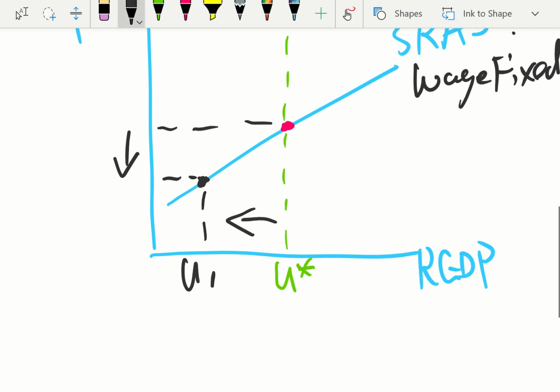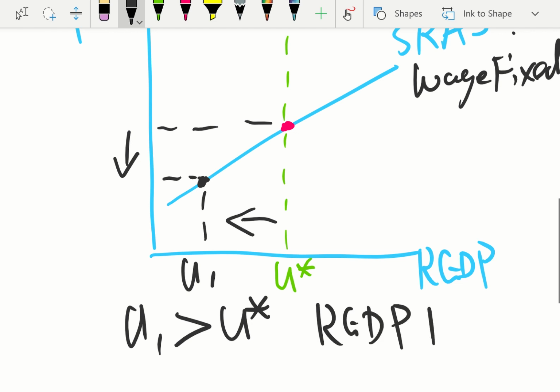Now at U1, your unemployment is going to be higher than your natural rate of unemployment. That is because your real GDP is decreasing now. So the economy goes into recession. During recession, your unemployment will increase. Now, when unemployment increases, there will be some workers who want to work but couldn't find a job, right?